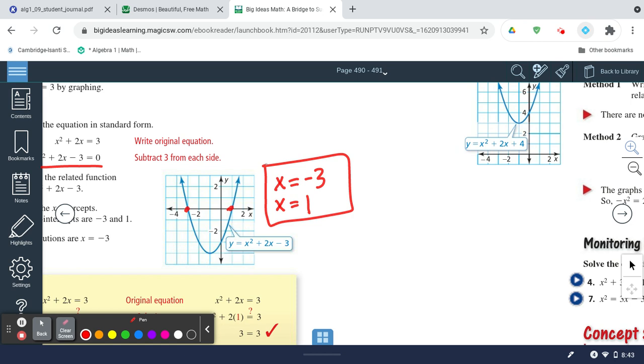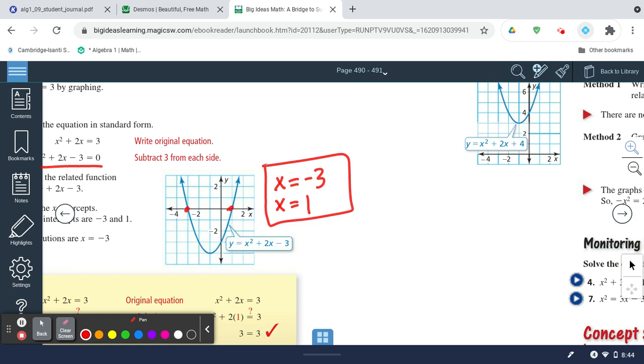You don't need to redraw the graph in your homework. I just need to see that you know you can look at a graph, find those x-intercepts, and you know those are the answers. Okay? Don't go crazy. Don't tell me the vertex. Don't do anything like that. Just tell me the x-intercepts of that graph.